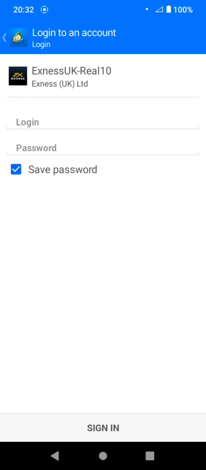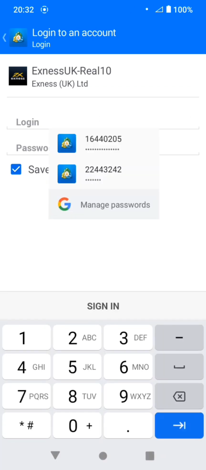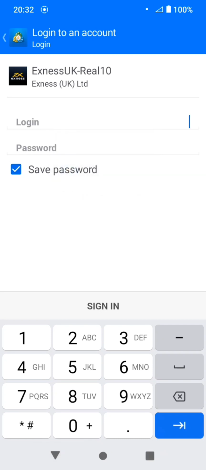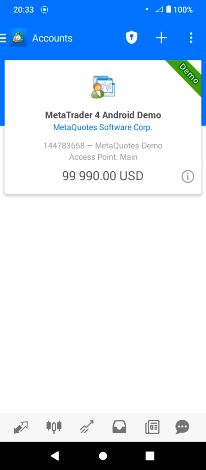So this is the login detail that they gave to you, and this is what you are going to enter here. You enter the login details here, and you enter the password. The password is the password which you use to create your account. XNES gives you your server and your login, but your password which you use to create your account is what you enter here, and you press sign in. Then you are good to go. You have connected your account to the MT4 platform.